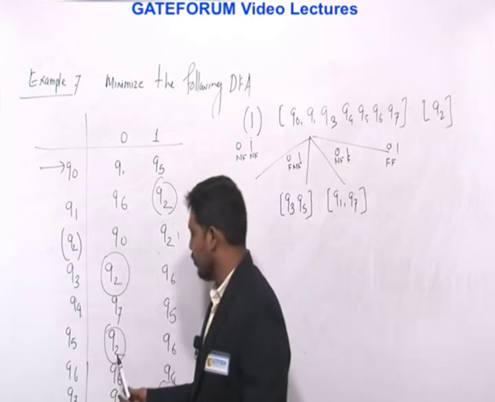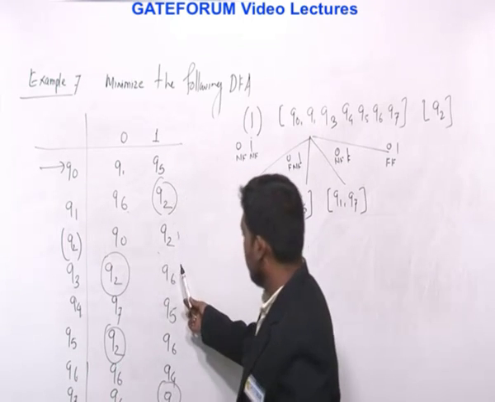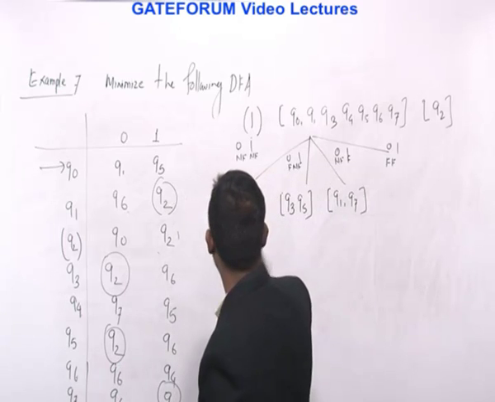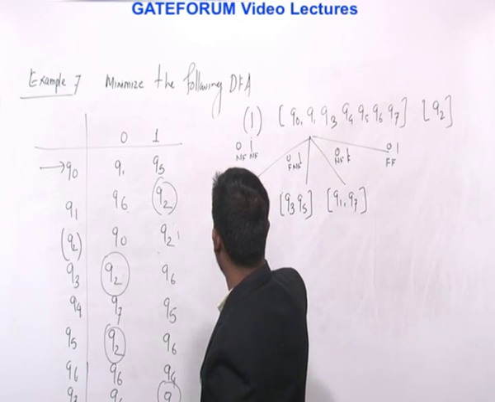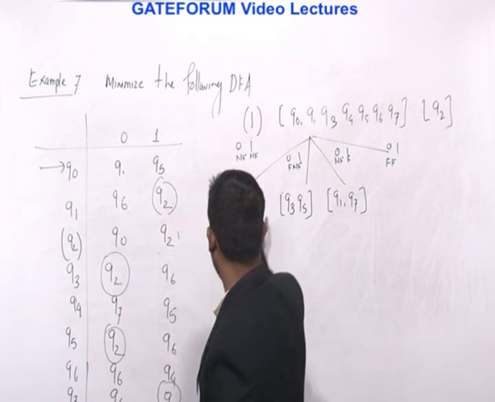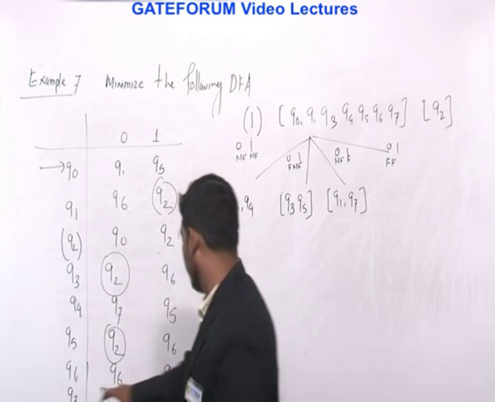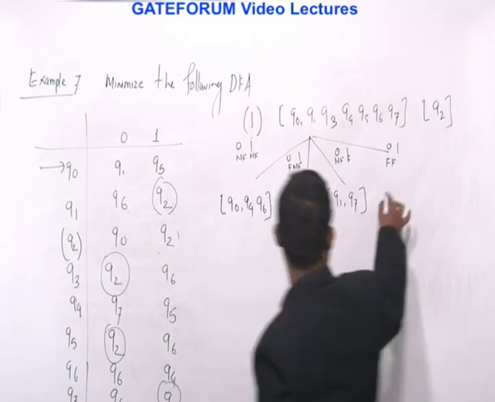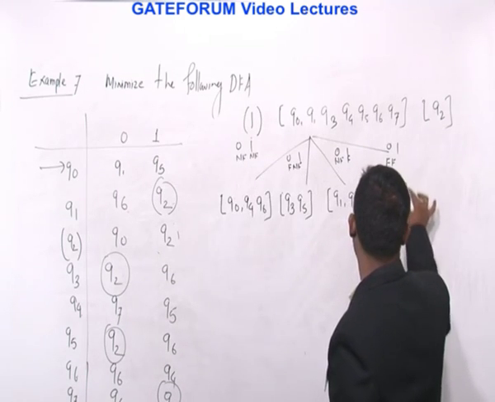Q3 on input 0 goes to 2, final. The rest of them are non-final because we don't have a final. So what we are left with in this case is Q0, Q4 and Q6. And this is Q2.